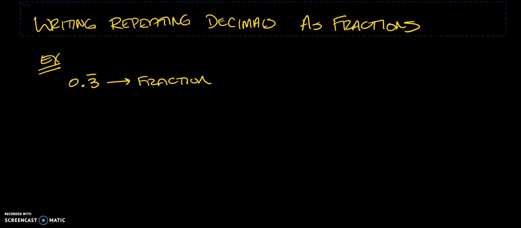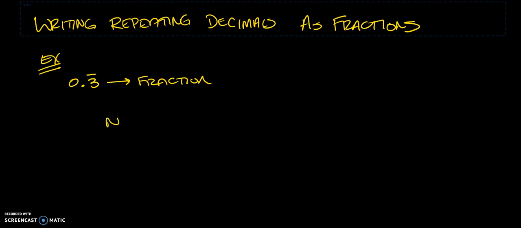All right, class, in this video we're going to walk through writing repeating decimals as fractions. In this first example, we're going to take 0.3 with the repeating bar on top, and we want to write that as a fraction. I'm going to give you a process to do this. It can seem a little cumbersome at first, so just walk with me through it, pay attention to the examples, and we'll go from there.